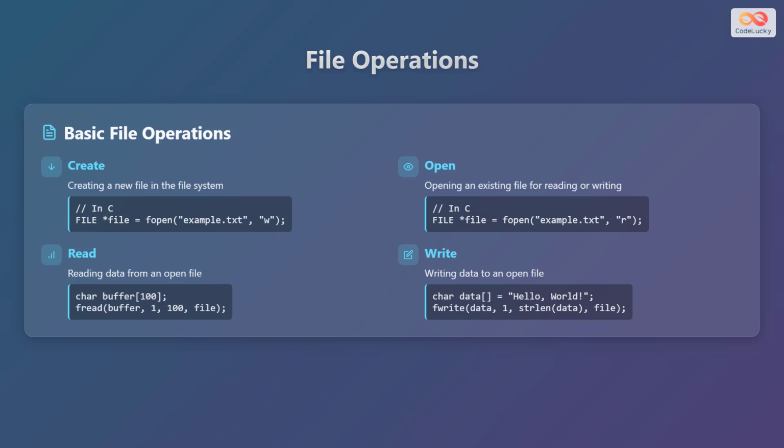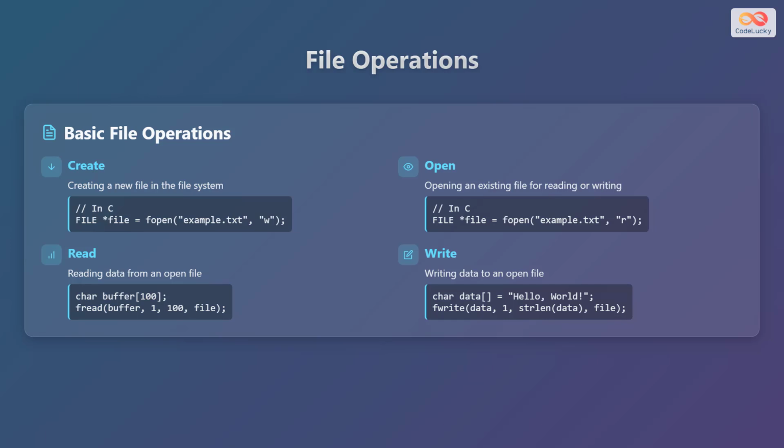Next, we have the open operation. Opening an existing file is essential for reading or writing its contents. Here's the C code. FILE pointer file equals fopen, with the file name example.txt, and mode "r", which means read. Read is another essential operation that involves extracting data from an open file. For example, char buffer of size 100, fread buffer, 100, file.